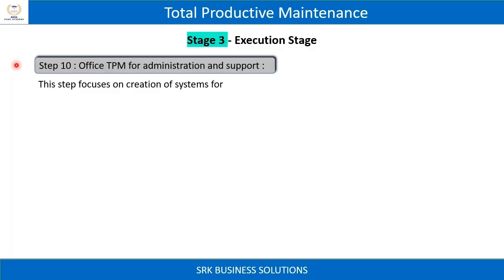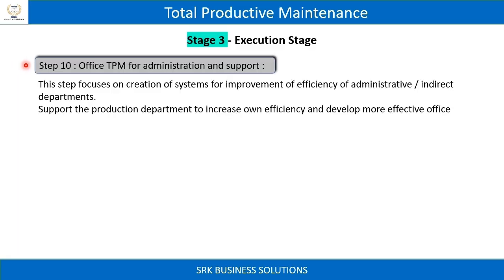Step 10. Office TPM for administration and support. This step focuses on creation of systems for improvement of efficiency of administrative indirect departments. Support the production department to increase own efficiency and develop more effective office equipment.